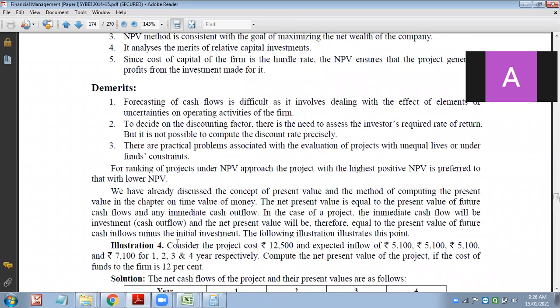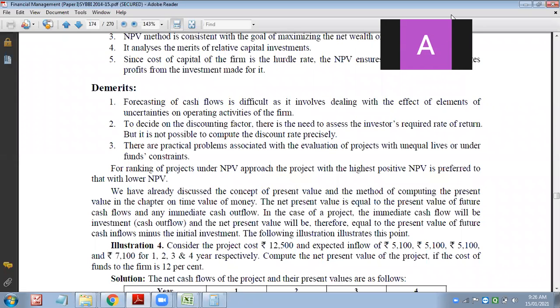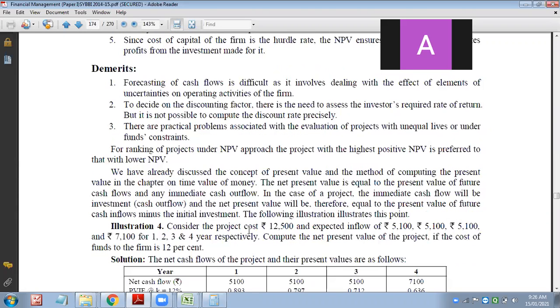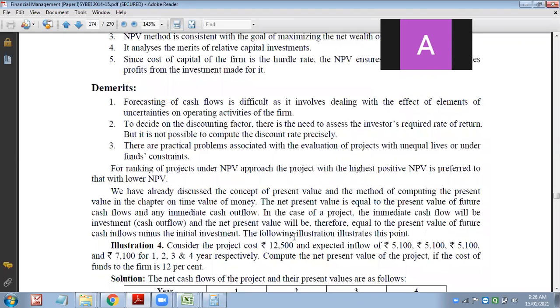So take down this question. Consider the project cost is 12,500. Expected inflows are 5,100, 5,100, 5,100, 7,100 for 4 years. Compute the net present value of the project if the cost of fund is 12%. Get me the NPV. I hope now you can do it.